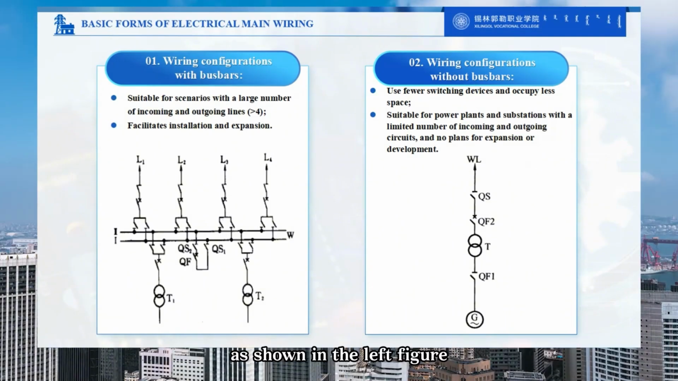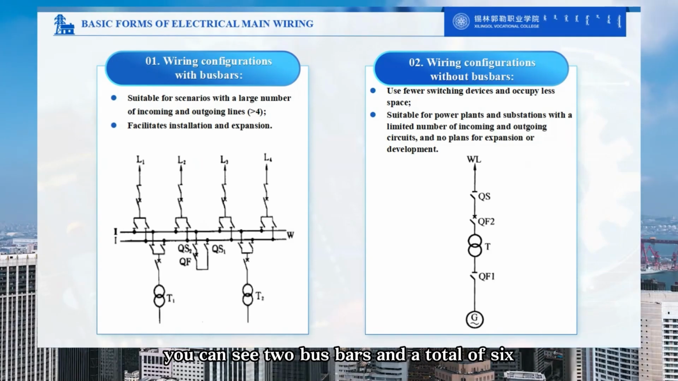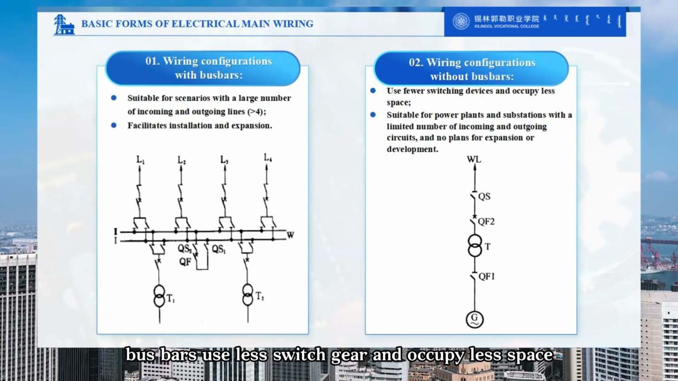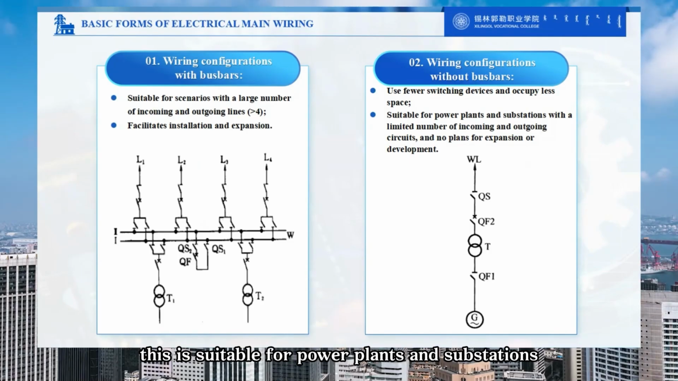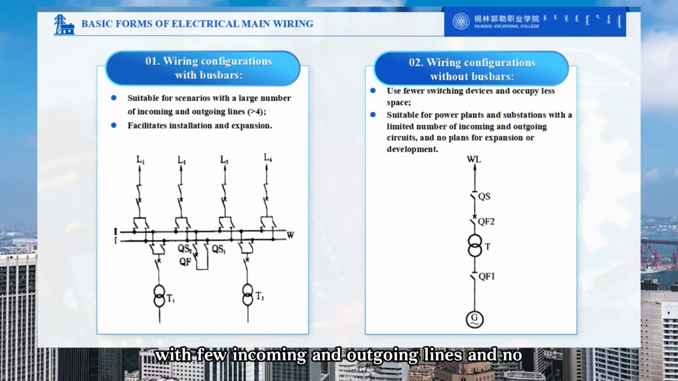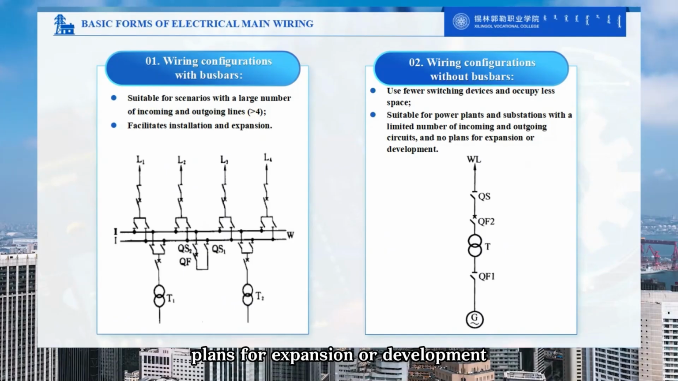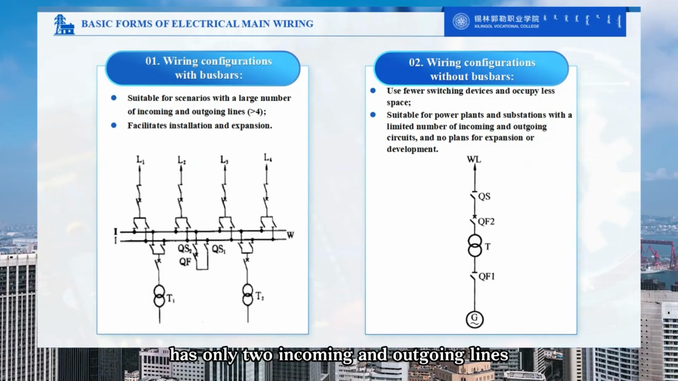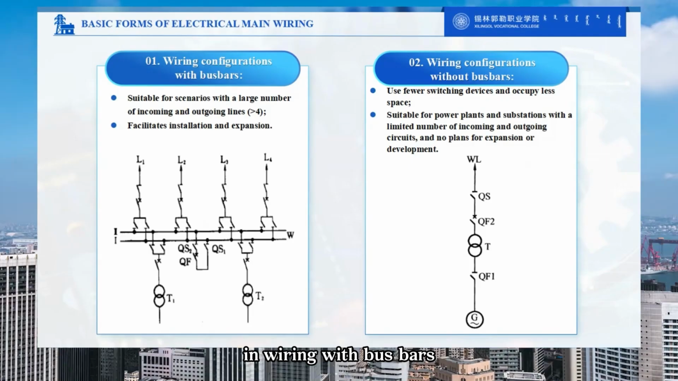As shown in the left figure, you can see 2 bus bars and a total of 6 incoming and outgoing lines. Wiring forms without bus bars use less switchgear and occupy less space. This is suitable for power plants and substations with few incoming and outgoing lines and no plans for expansion or development. As shown in the right figure, this wiring form without bus bars has only 2 incoming and outgoing lines. We can see that the switch equipment used is less than that in wiring with bus bars.